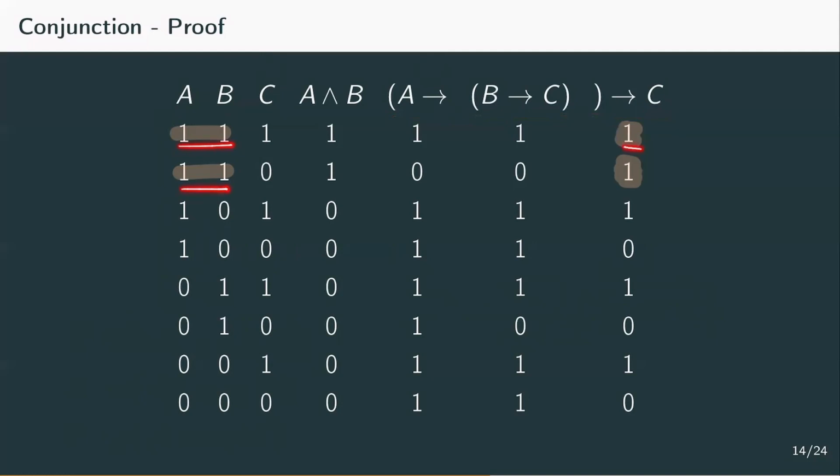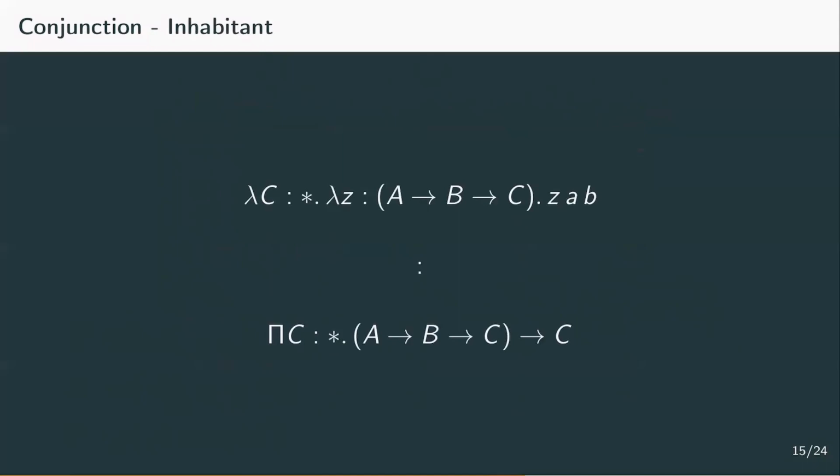We need to construct a term that for any arbitrary type C takes a term of type A to B to C and returns something of type C. So we need some term Z which gets as an input an inhabitant of type A and an inhabitant of type B and returns something of type C. Of course, this can only work if there is an inhabitant of type A and one of type B, so A and B have to be true.